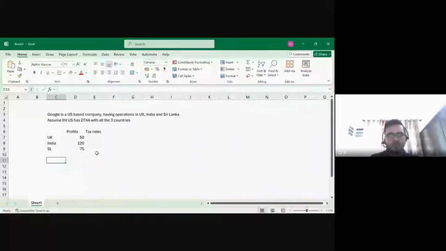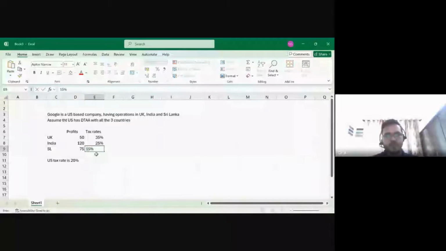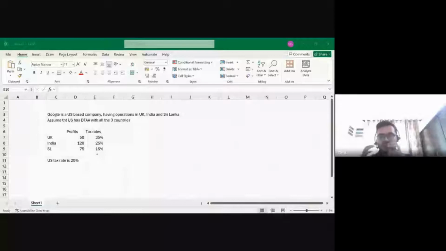And US tax rate is 20%, UK tax rate is 35%, India's tax rate, let's just say it's 25%, and Sri Lanka's tax rate is, let's just say 15%. So this is where complexity starts kicking in, and you have to be a little careful about how to go ahead with this structure and this question.